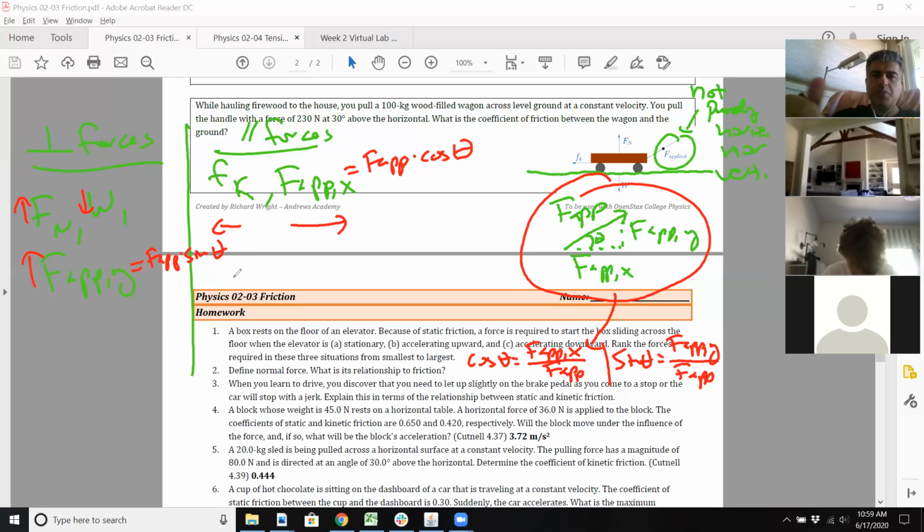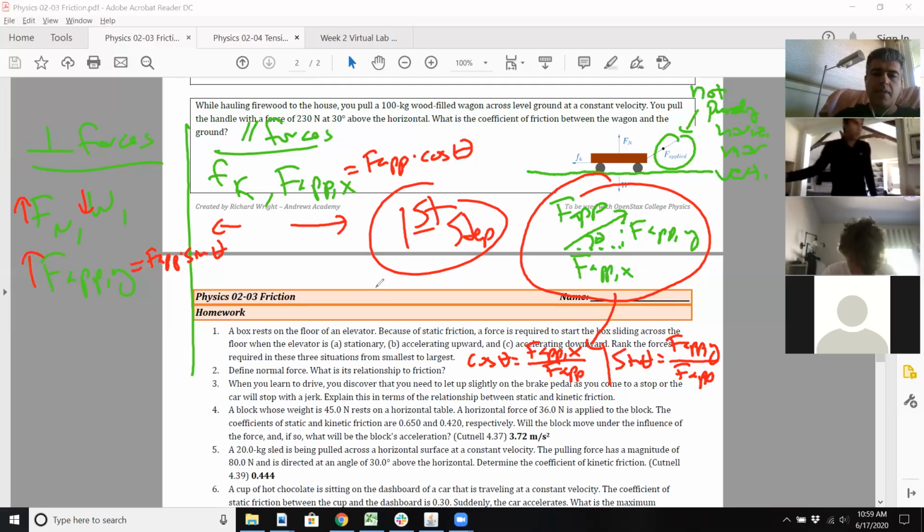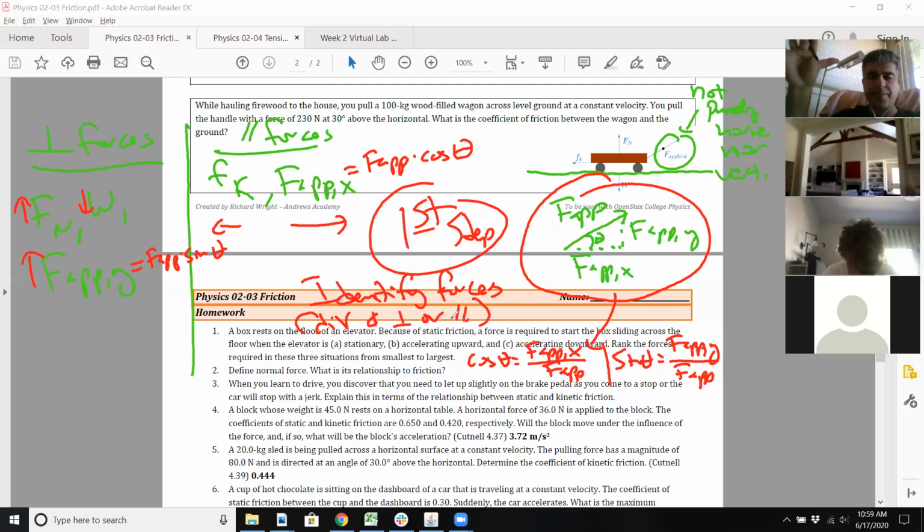Now, this is all the first step. Identify forces, get the direction, and determine whether each is perpendicular or parallel. That's what you gotta do. Step 2. So I'm gonna erase this part.